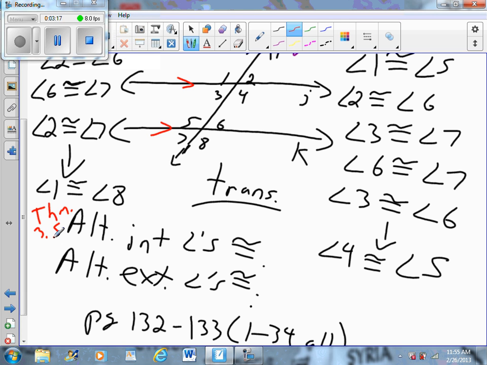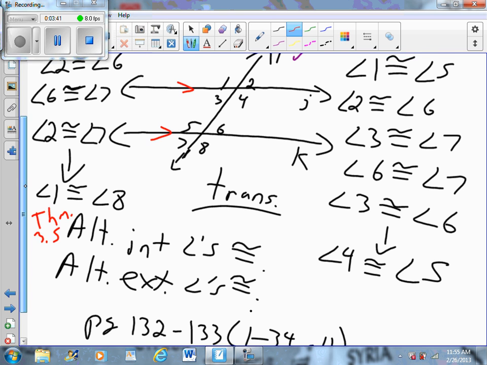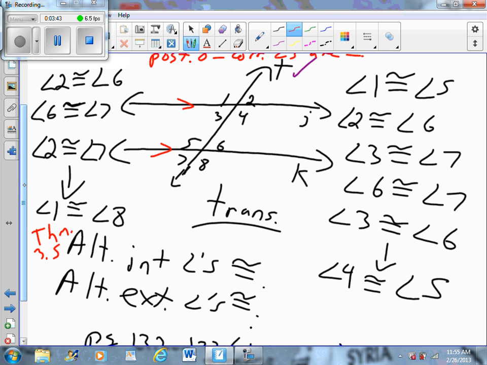What's an example of alternate interior angles in here? 4 and 5. Let's go to 3 and 6, since that's actually what I've got up here. 3 and 6 are alternate interiors. We're going to establish the fact that they are congruent. Now, how do we do this? Let's first of all begin with angles 3 and 7.